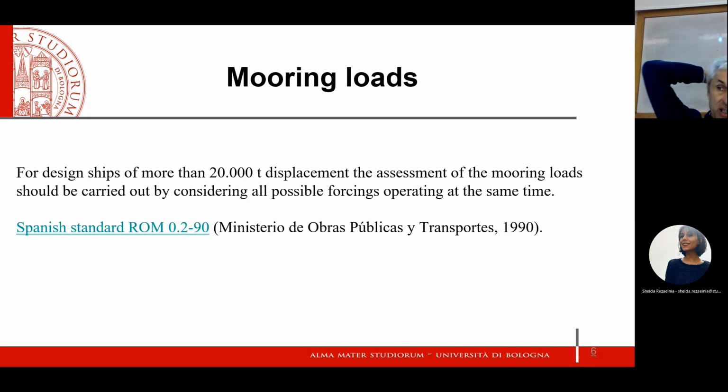And for design ships that exceed this 20,000 tons displacement, the assessment of the mooring loads should be carried out by considering all possible forcing operating at the same time, which means that you have to carefully evaluate the concurrency factors. Concurrency factors express the probability of two loads acting together. And the concurrency factor basically allows you to decrease some of the loads if you assume that they are occurring together.